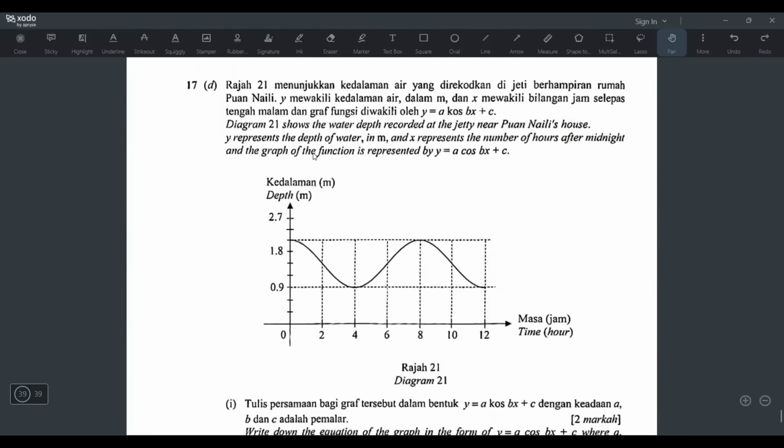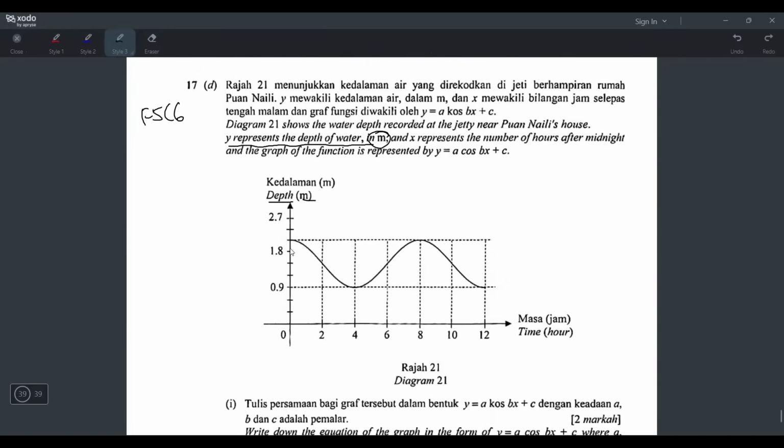Okay, finally, last question. Let's finish this. Okay, this one is definitely trigonometry from form 5 chapter 6. Okay, diagram 31 shows the water depth recorded at the jetty near Puan Naili's house. Okay, so this is the water depth. y represents the depth of water in meters. So the y-axis is depth in meter.